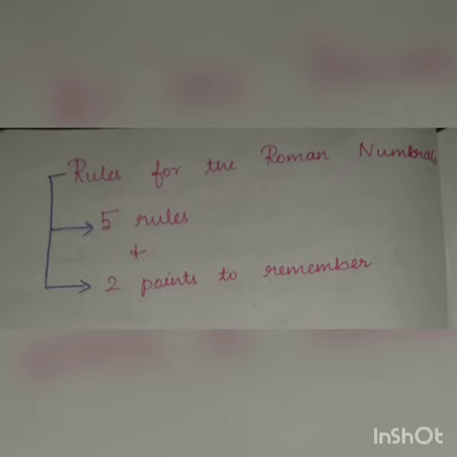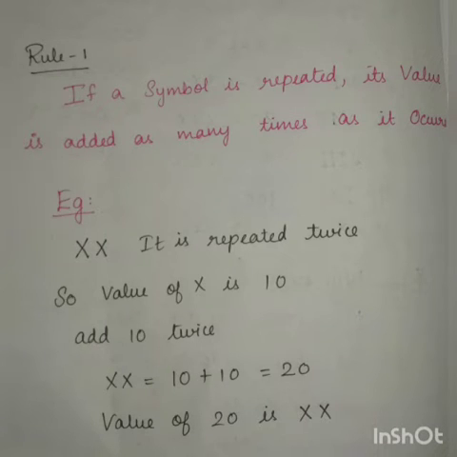I told you already there is a rule for the Roman numerals. According to that rule only we can write the Roman numerals. There are 5 rules for Roman numerals, and there are 2 points to remember while you are doing Roman numerals. First and foremost rule is, if a symbol is repeated, its value is added as many times as it occurs. You can see many symbols will be repeated. If it is repeated, that many times you will add that symbol.